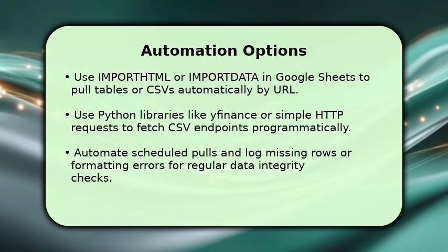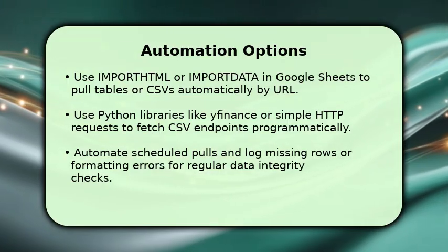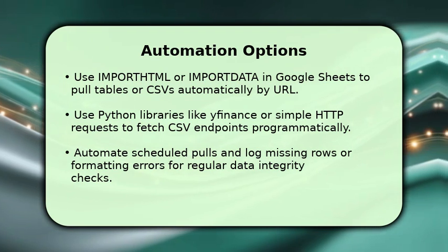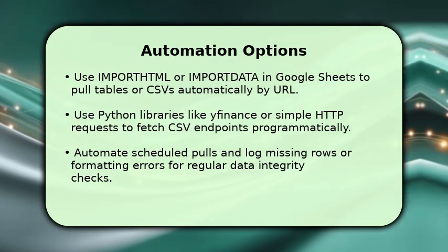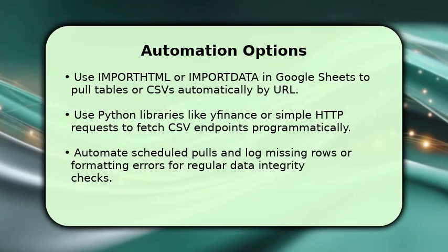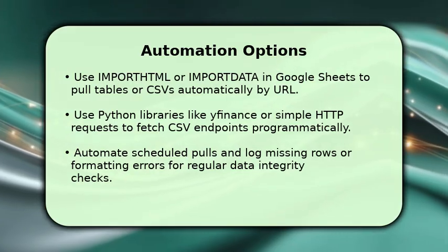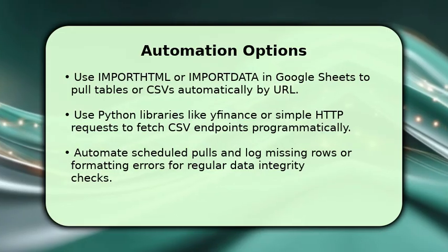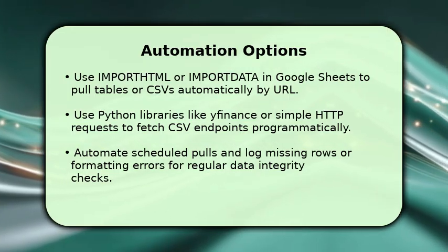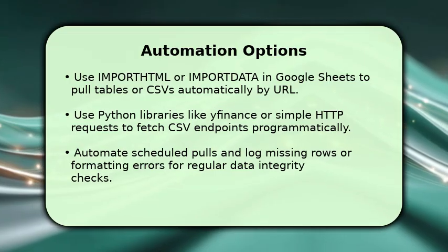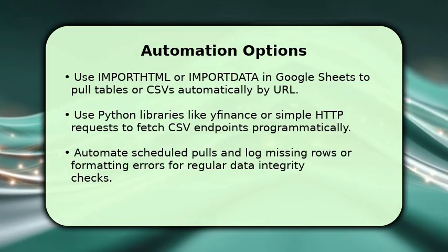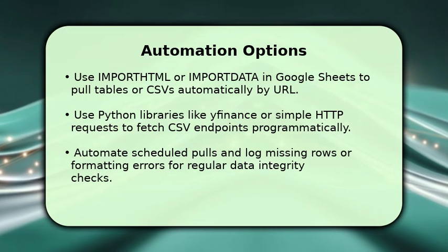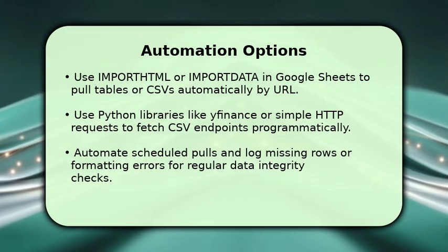Use keyboard shortcuts like Ctrl-C and Ctrl-V to speed copying, or use right-click export options when available to preserve formats. In Google Sheets, use Import Data or ImportHTML to pull CSV or tables directly by URL, then clean columns with split and value functions. For programmatic access, use Python with yfinance or a simple HTTP request to CSV endpoints. Then automate weekly pulls and log any missing rows for review and errors.